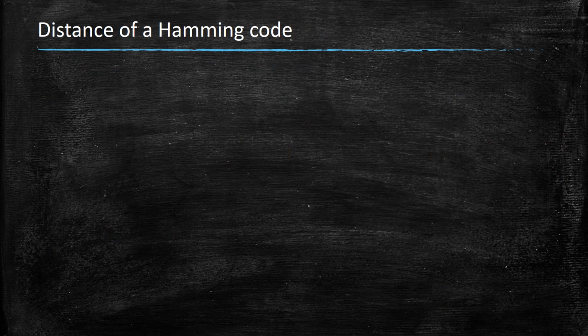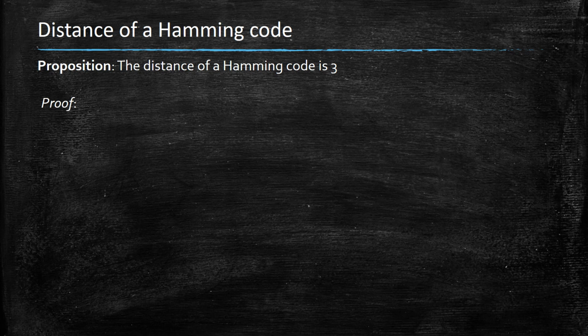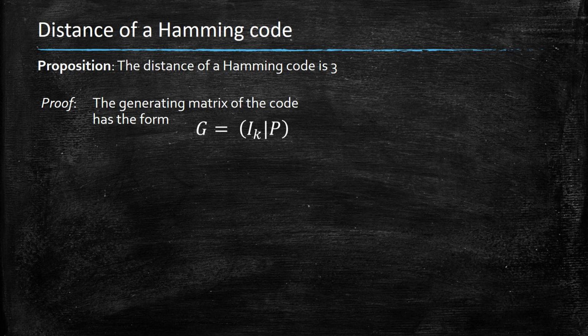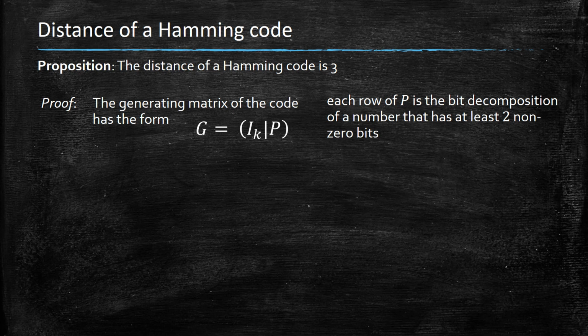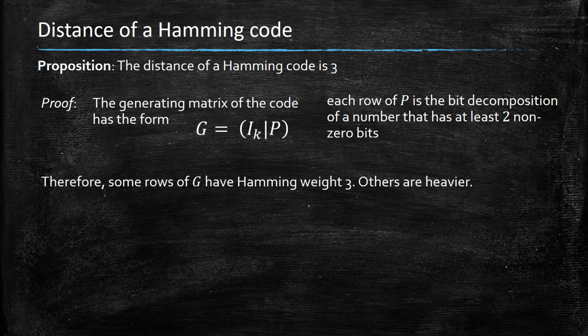Now, what's the distance of such a Hamming code? Well, here is the important property: the distance of the Hamming code is always 3, no matter what the dimensions are. So here's a proof of that statement. The generating matrix of our code has the form of an identity block of size k and P. Each row of P is the bit decomposition of one of those numbers that were not moved towards the right hand side. So they were the bit decompositions of a number with at least 2 non-zero bits, because we moved all those that had only one 1. So they all have Hamming weight at least 2.